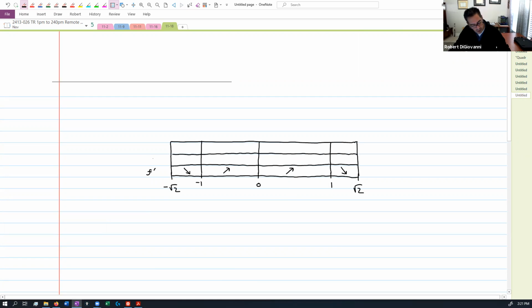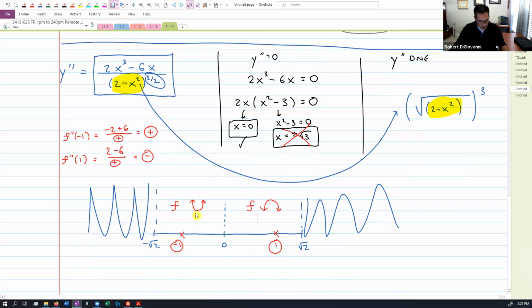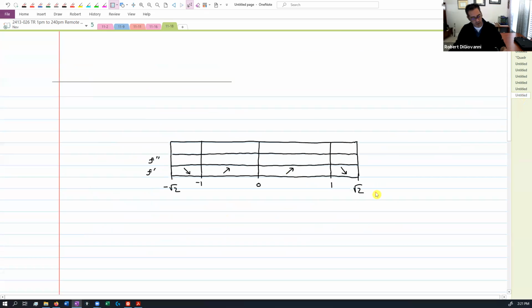Now the second row is going to be the second derivative. So now I go back to this here, and I was concave up all the way from -√2 to 0, and then concave down from 0 on. So watch the way I do this. It's concave up, right? All the way till I get to 0. So it's going to be concave up, then concave down, concave down. Understand that?